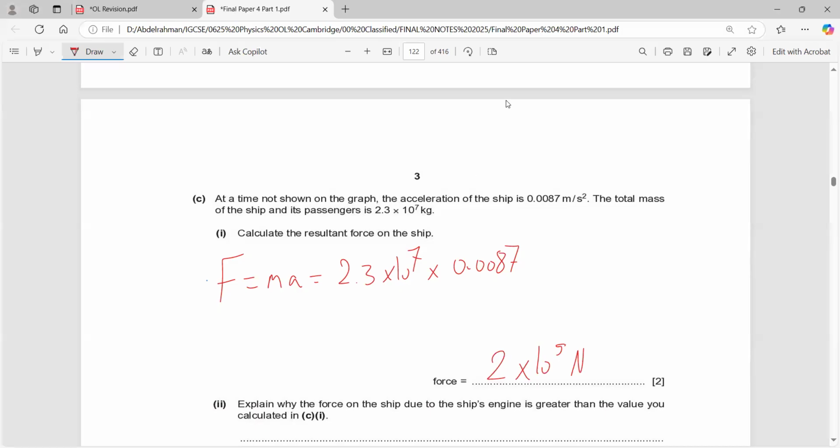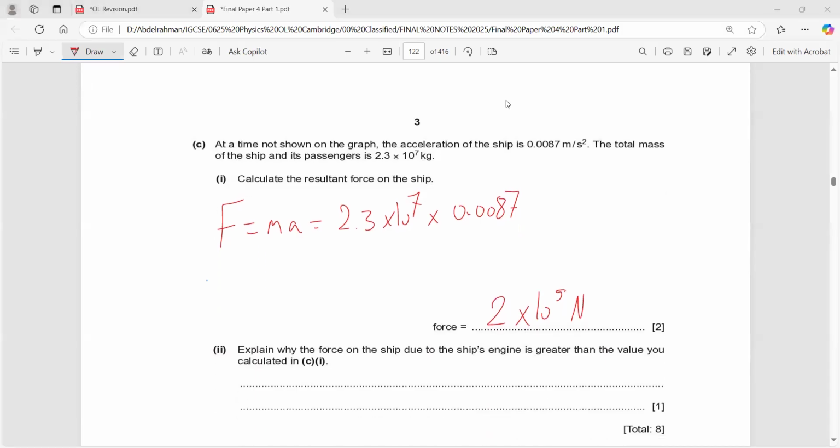Explain why the force on the ship due to the ship's engine is greater than the value you calculated. The actual driving force would be greater than the resultant force. We found the resultant force, F equals ma. This is the resultant force. This is not the actual force on the engine.